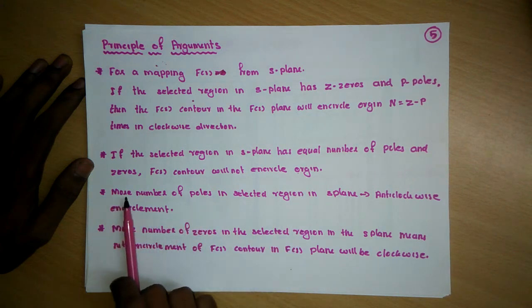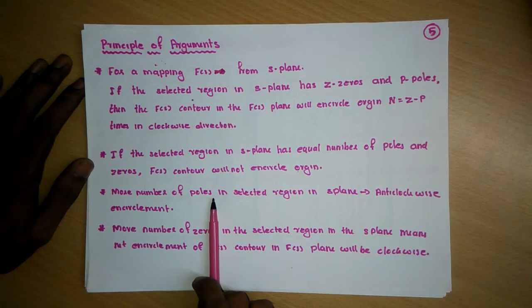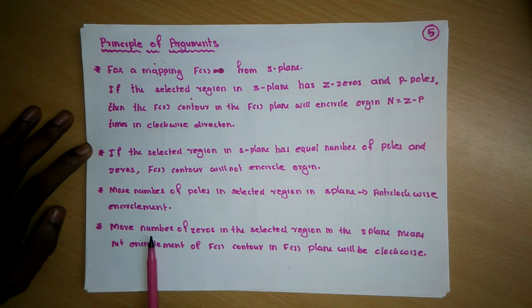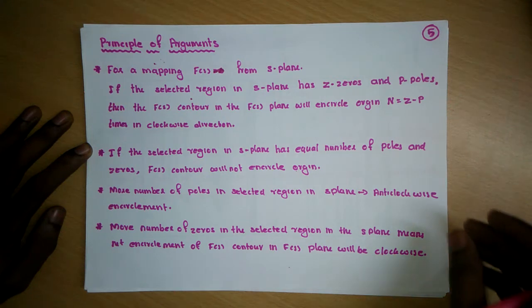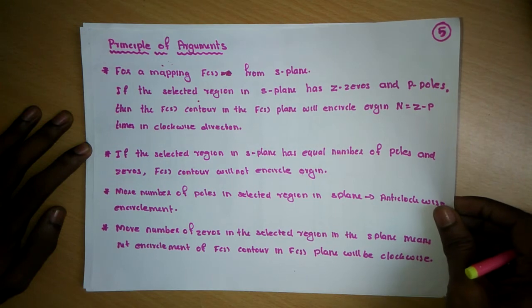If the selected region has more poles than zeros, then the net encirclement will be in the anti-clockwise direction. And if the selected region in the S-plane has more zeros, then the net encirclement will be in the clockwise direction, as Z minus P is going to be positive.